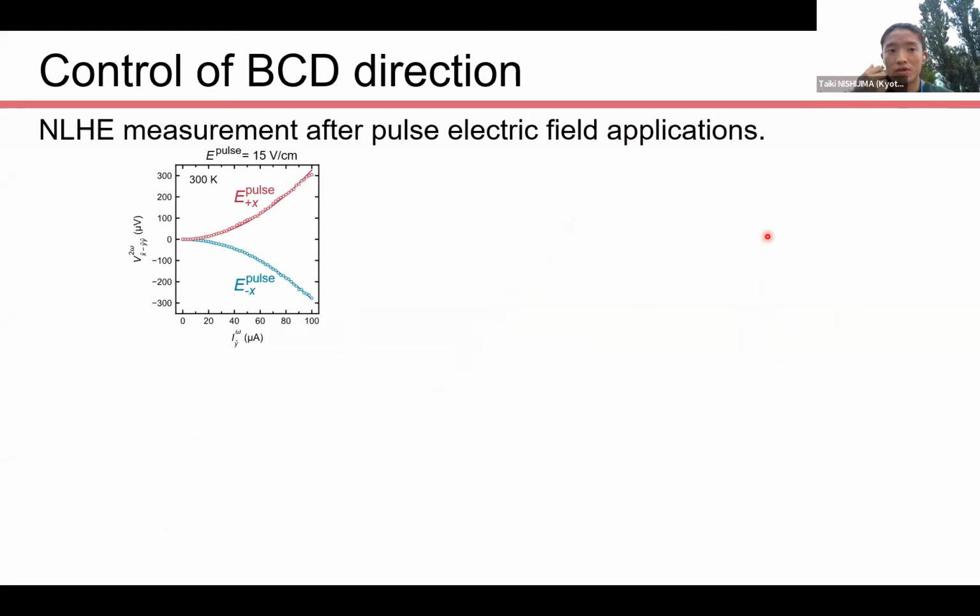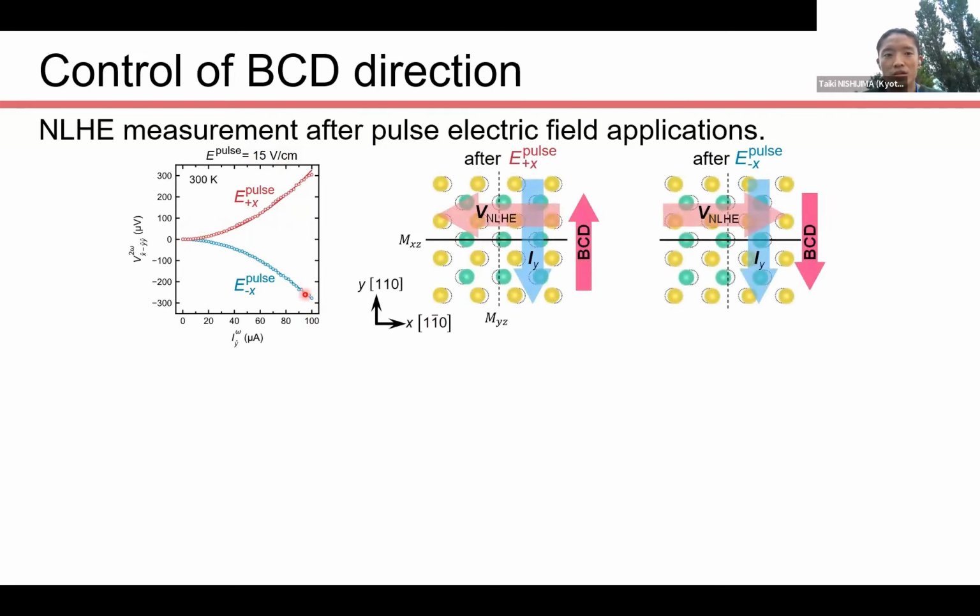We did the same measurement after applying a pulse electric field to the material. By applying a pulse electric field along the positive and negative x-axis, what we found is clear switching of the nonlinear Hall voltage. This can be easily explained by the ferroelectric distortion of the material. By switching the ferroelectric distortion with the pulse electric field, the direction of the Berry curvature dipole is reversed, so the nonlinear Hall voltage direction is also reversed.